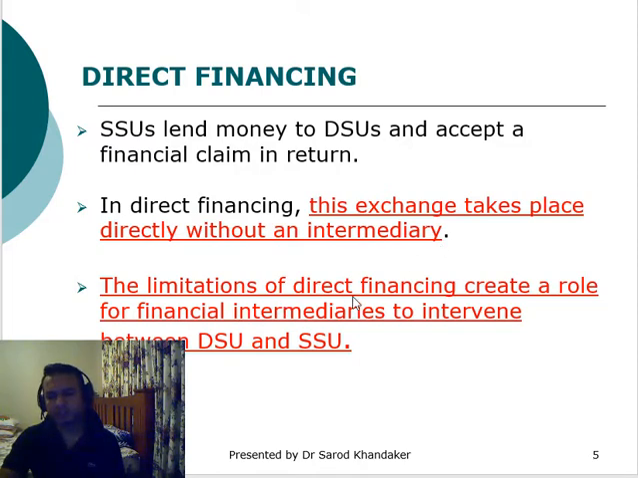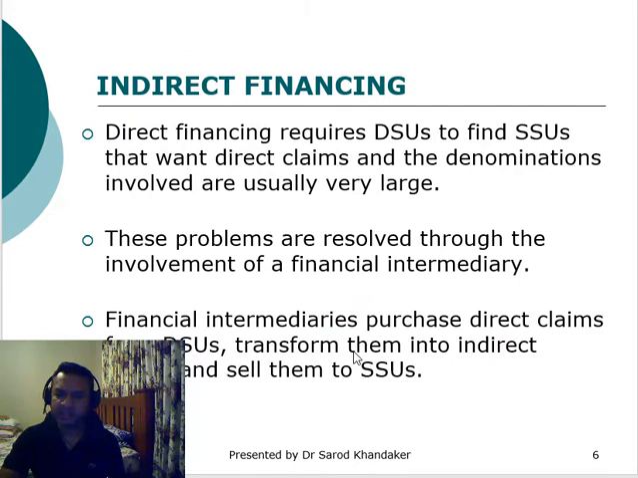The limitations of direct financing create a role for financial intermediaries to intervene between DSU and SSU. If you're thinking about direct finance, the example could be an IPO, so it's directly selling to the public. On the other hand, when we're thinking about indirect financing, there is an intermediary.